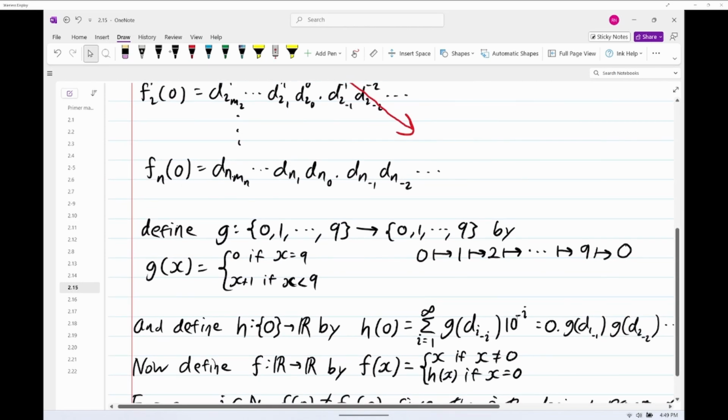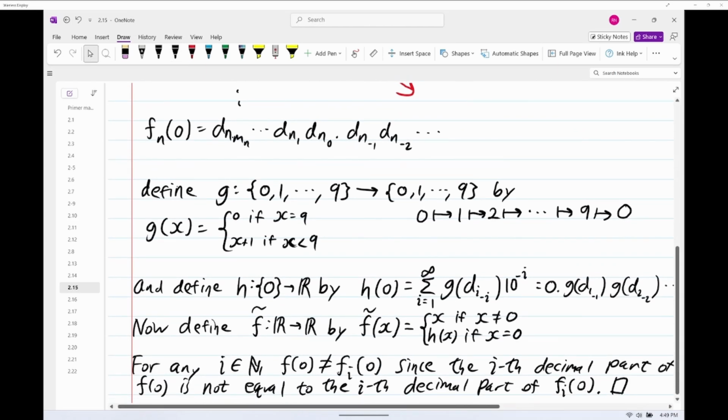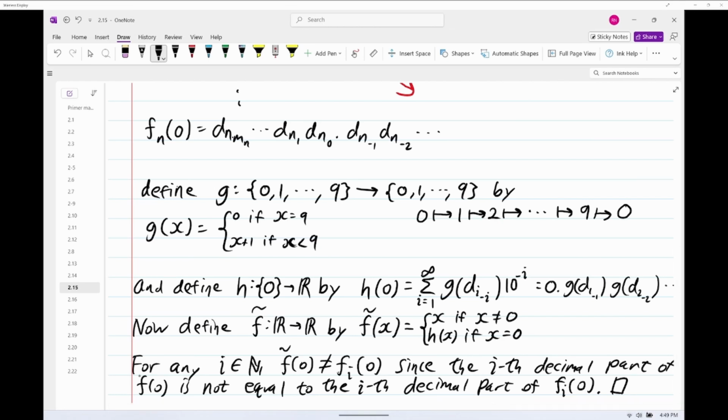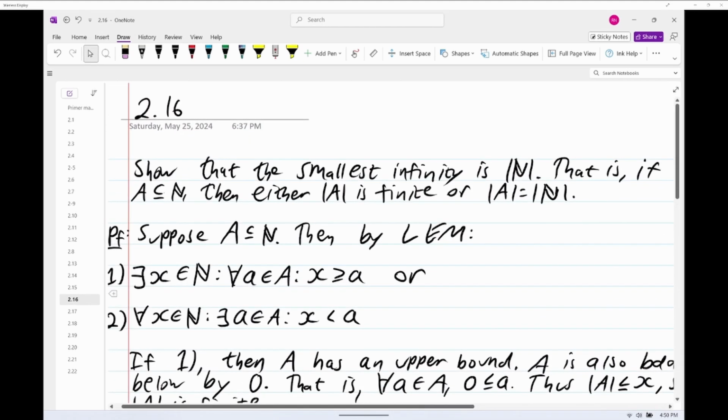Then define f tilde from the reals to the reals by f tilde of x equals just x if x is not 0, it doesn't matter, and h of x if x equals 0. Then for every single natural number i, f tilde of 0 is not fi of 0, since the ith decimal digit of f tilde of 0 is not equal to the ith decimal digit of fi of 0. So I've made a function that's not in the list. Incredible. Whoa! Okay.